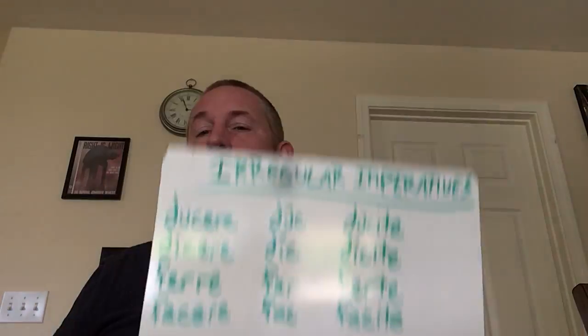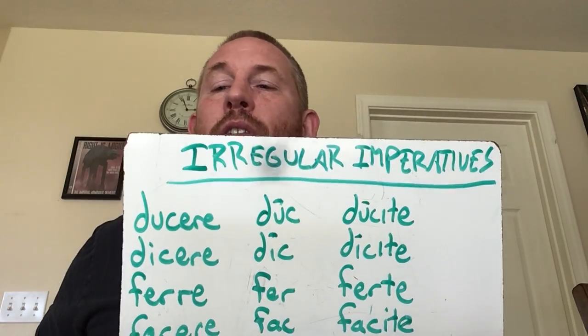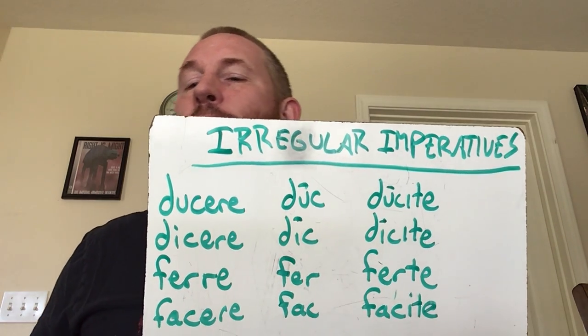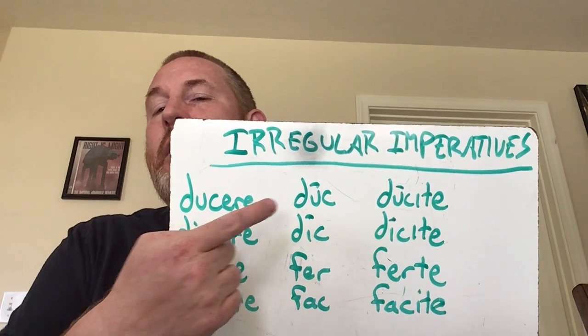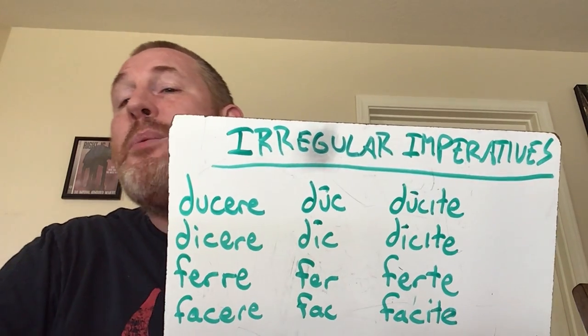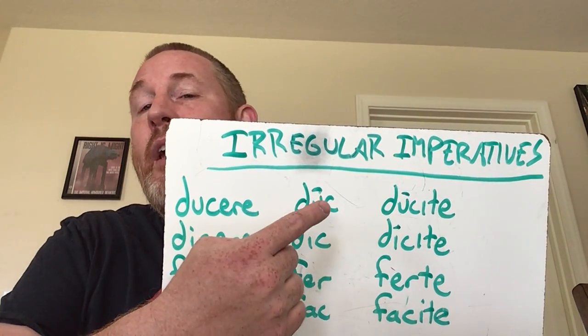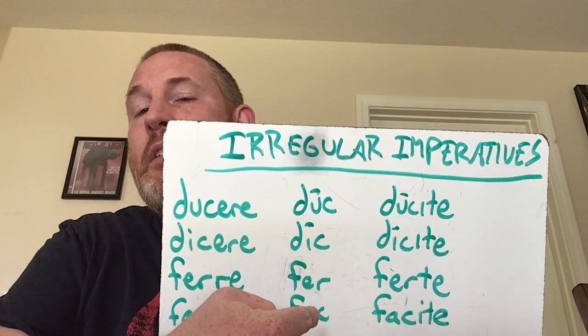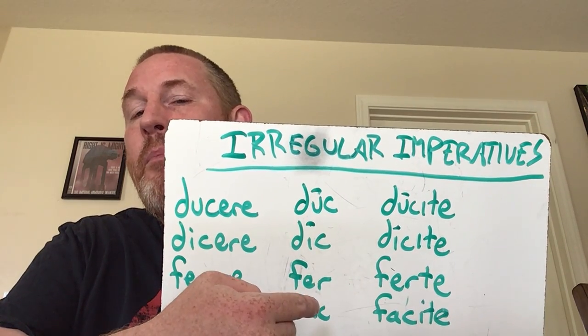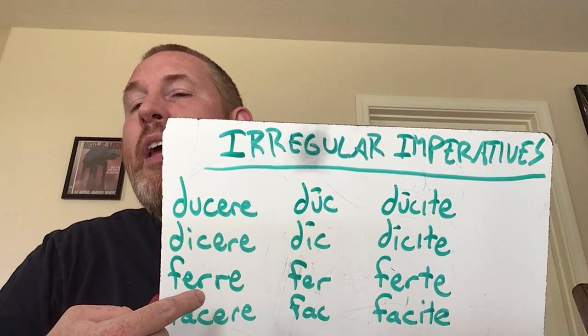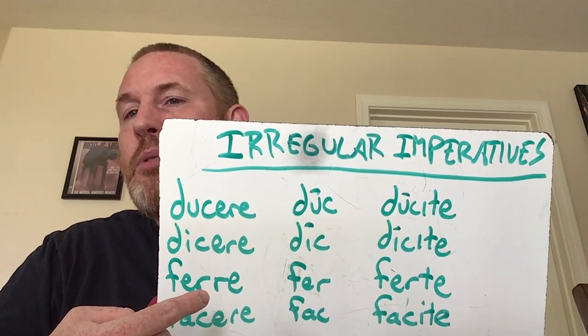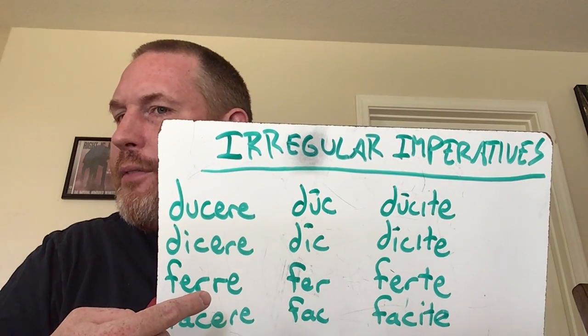There are irregulars, by the by, and those irregulars are right here. So there are irregulars. Ducere, dicere, ferre, and facere. Now, it only is irregular in the singular, not in the plural. And the reason why is because it ends with a strong consonant, either a C or an R. Well, this one is just irregular anyway, right? So it's not truly irregular. It just still ends with a consonant. Most of them will end in a vowel, right?